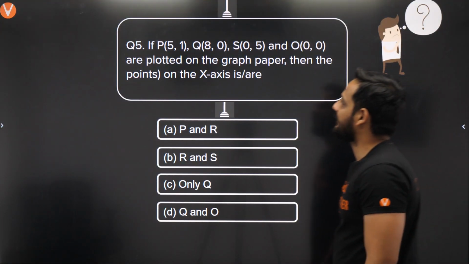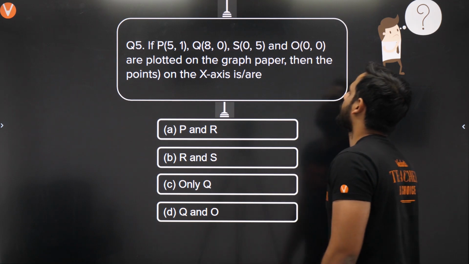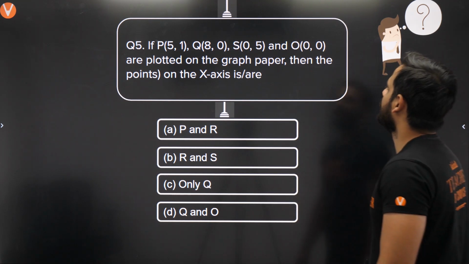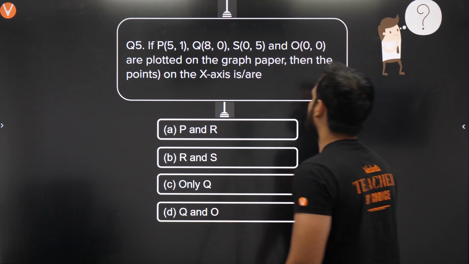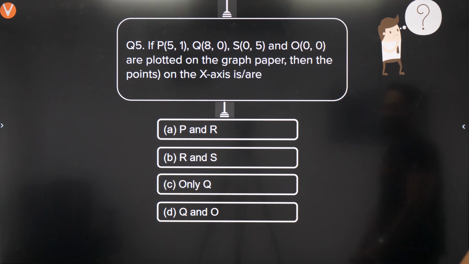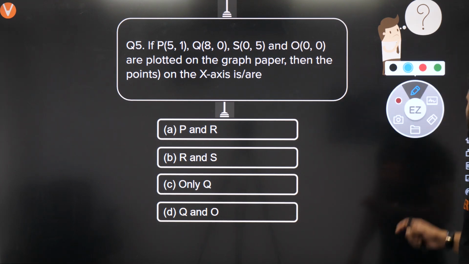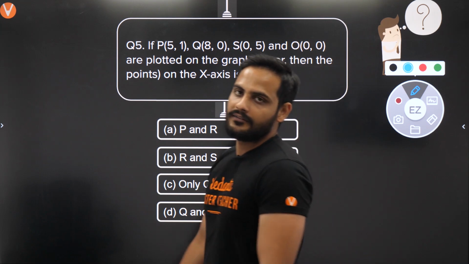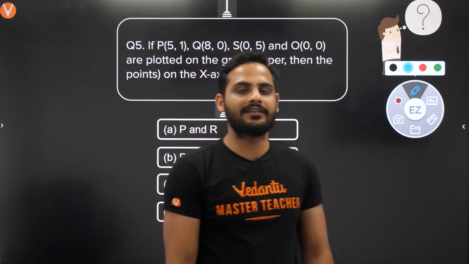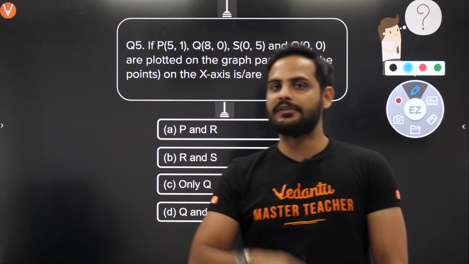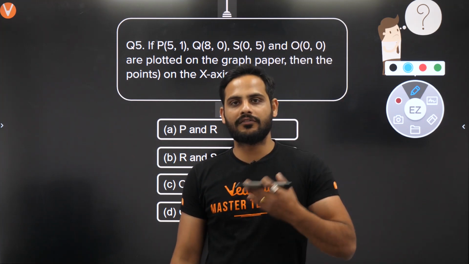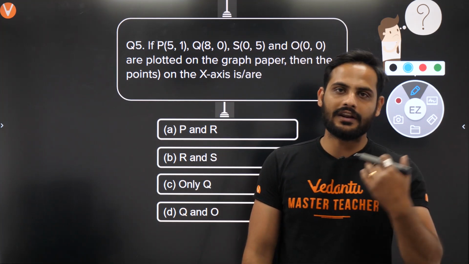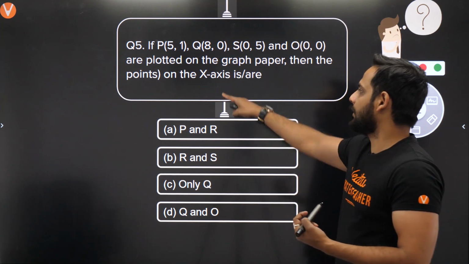If P, which is 5, 1, Q, 8, 0, S, 0, 5 and O, which is 0, 0 are plotted on the graph paper, then which will be the points on the x-axis? Now see, beta, whenever a point is on the x-axis, its y coordinate will be 0. And whenever a point is on the y-axis, its x coordinate will be 0. So I want the points which are on the x-axis.